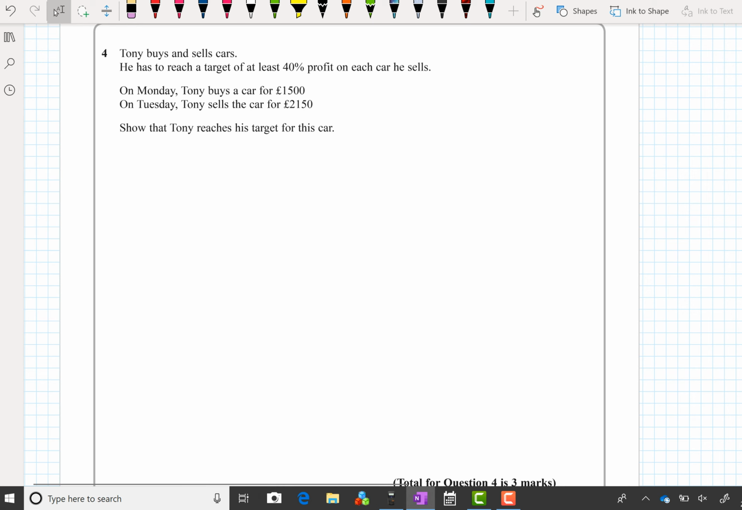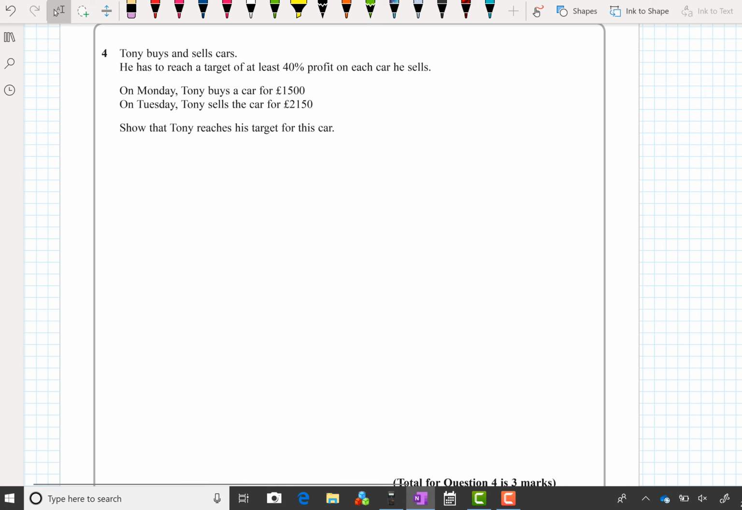Tony buys and sells cars. He has to reach a target of at least 40% profit. So whatever he bought it for, he needs to make at least 40% profit. Or potentially he's a bad salesman, because he bought the car, then he needs to sell it on for cheaper. But he buys and sells cars, so he owns the business. That's irrelevant. Okay, so he needs to make 40% profit.